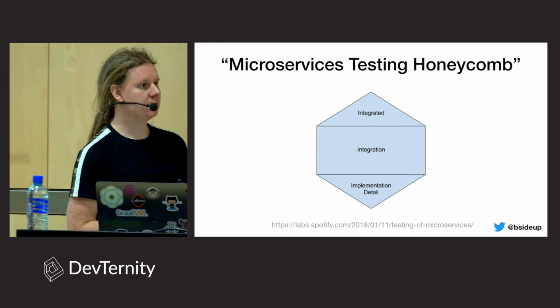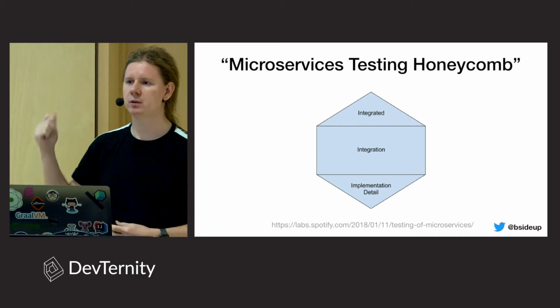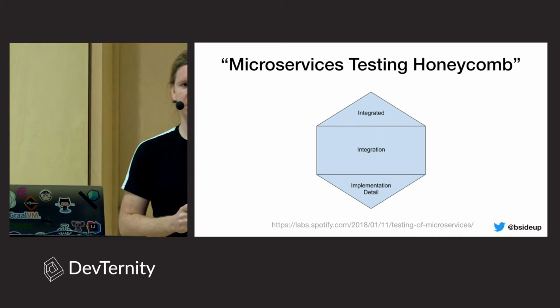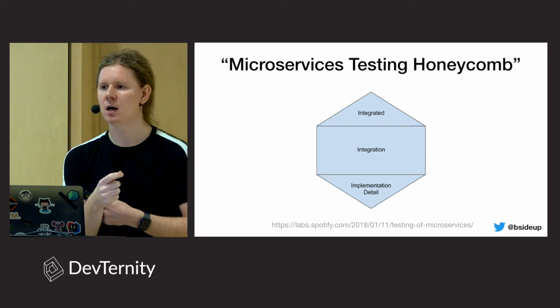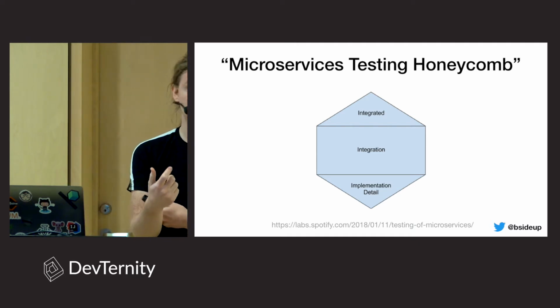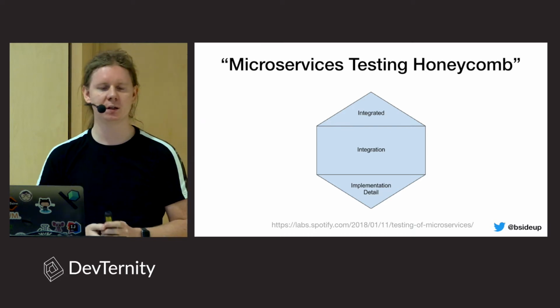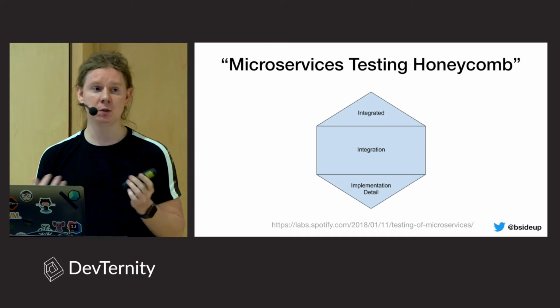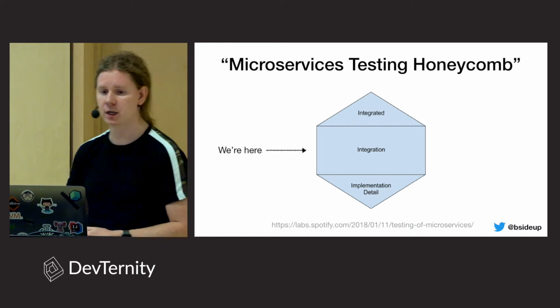And I also like the definition of not unit testing, but implementation detail testing. We are not testing units or anything. We are testing some implementation details, because integration testing is nice, but how would we test some little tricky details of the implementation? So we still need unit testing, but we can cover most of the things with integration testing.